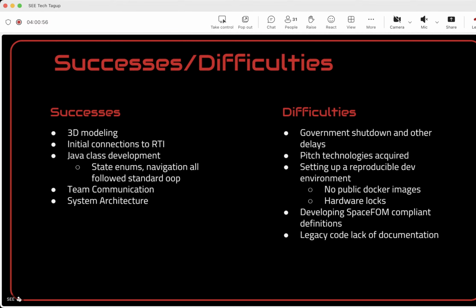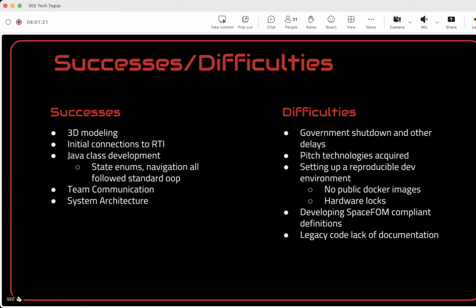In terms of difficulties, we would say the government shutdown and some other delays got us to a late start. We didn't really start until January, so that was definitely something that we found difficult. Pitch technology was required, and that also caused a delay in getting our initial licenses. Setting up a reproducible dev environment, we didn't have the server up and running at the beginning of the semester, so we had to do everything locally.